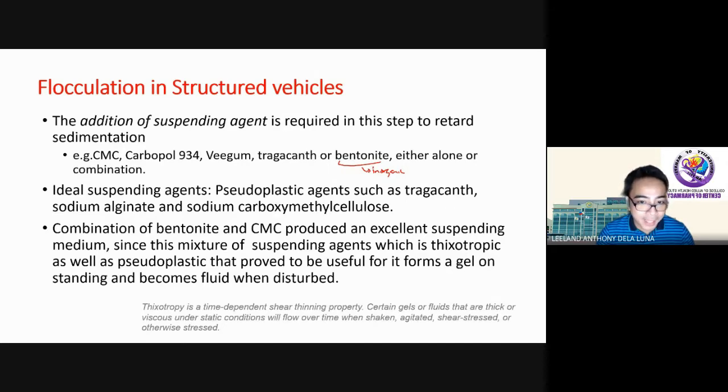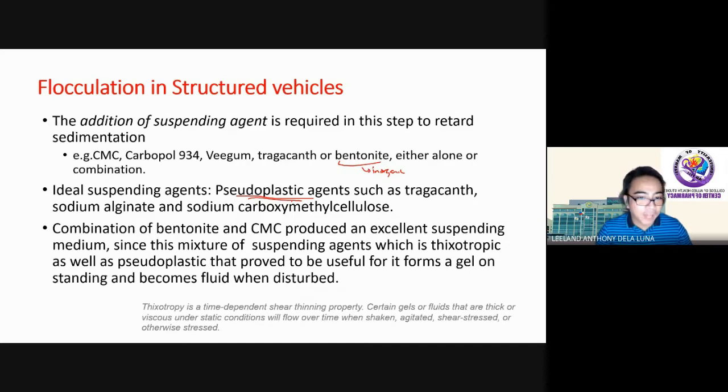So, ideal suspending agents, again, sabi ko sa inyo, they should be pseudoplastic. Bakit? Kasi upon standing, malapot siya. So, hindi agad-agad magsisettle yung suspensoid. Pero pag inalog ko na, okay, nagiging tubig na siya ulit. Nagiging less viscous. So, mas mabilis siyang i-pour from its container. Again, a property of a desirable suspension is that it readily pours out of its container.